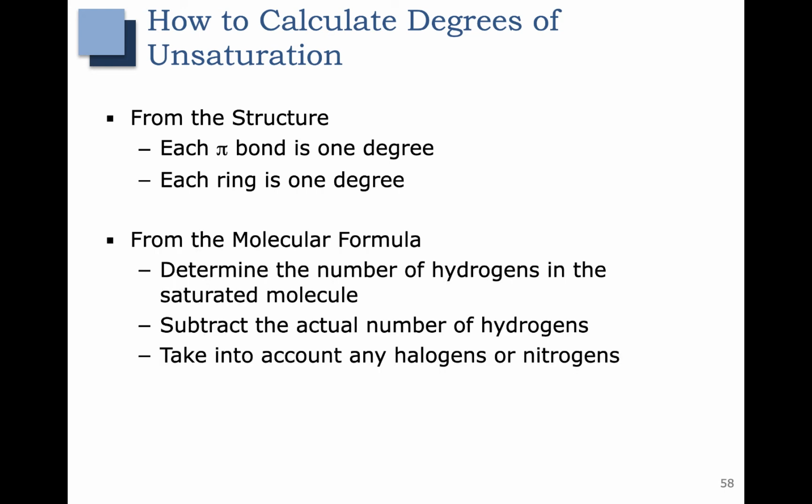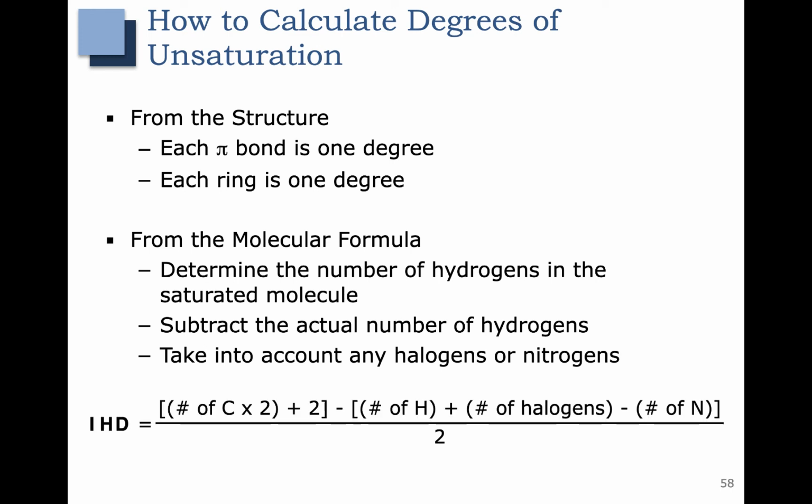If you have a molecular formula and you would like to calculate degrees of unsaturation from the molecular formula, first you need to determine the number of hydrogens in the saturated molecule. Subtract the actual number of hydrogens in the molecule, and then make sure to account for any halogens or nitrogens. For this method, I've developed an equation. This first part here is the number of hydrogens in the saturated molecule. You're taking the number of carbons times 2 and then adding 2. And this makes sense because in a long chain, you have 2 hydrogens on every carbon, except for the ends when you have 3 hydrogens. So that's what this first part is.